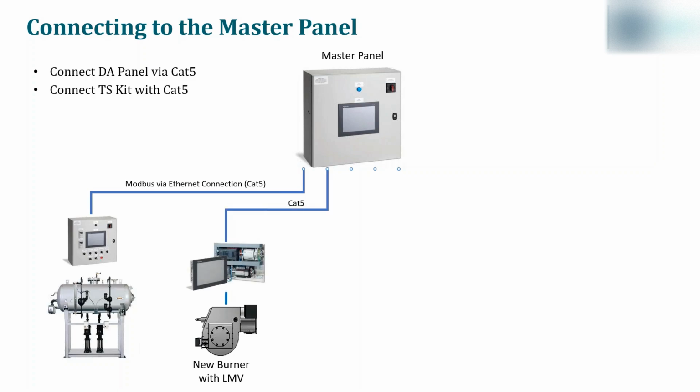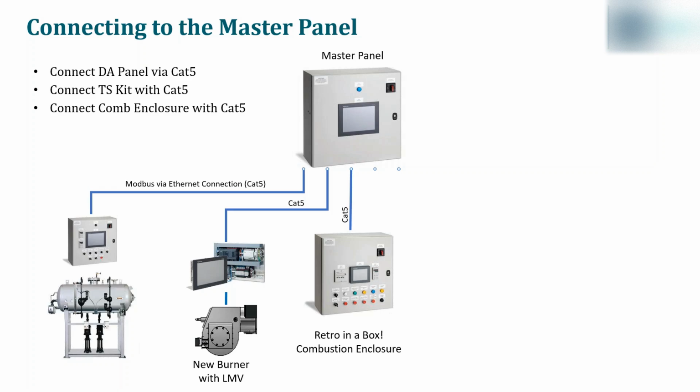Let's say you had a new burner that had an LMV on it, and it also has a Siemens touchscreen kit connected to the LMV. That touchscreen kit you'll connect directly to the master panel using an Ethernet connection similar to the DA panel. Maybe you also have a retrofit in a box or one of our combustion enclosures. Because that has a touchscreen as well, you're also going to connect via Ethernet in this case.